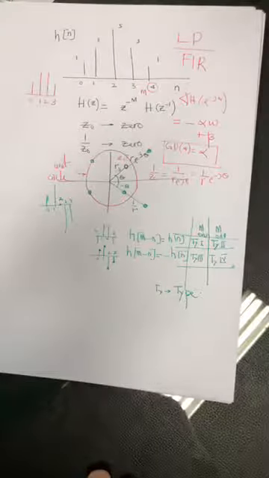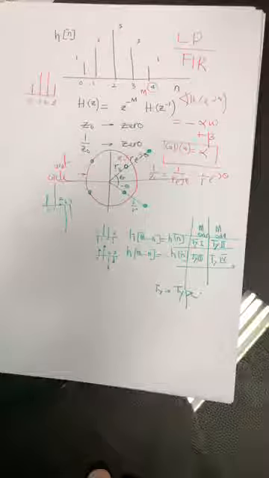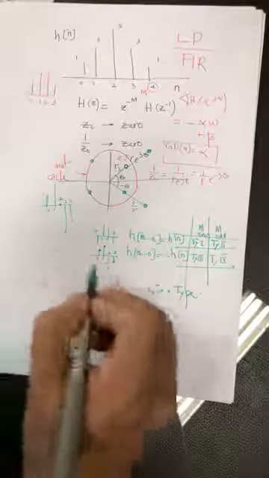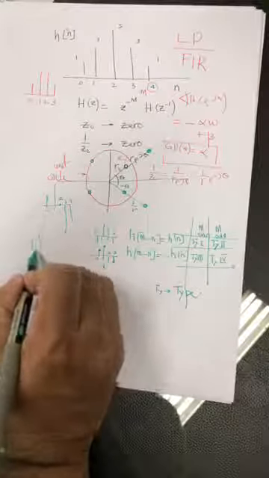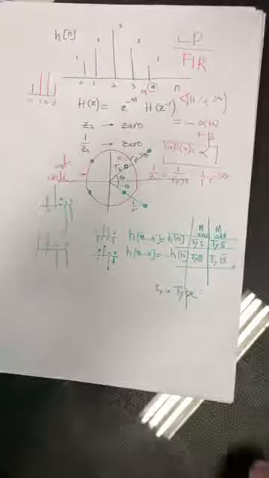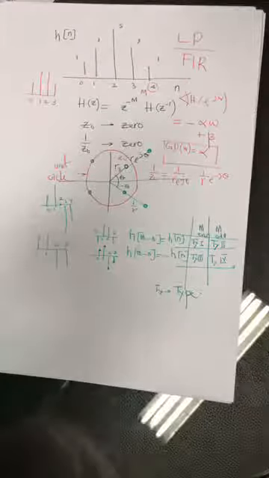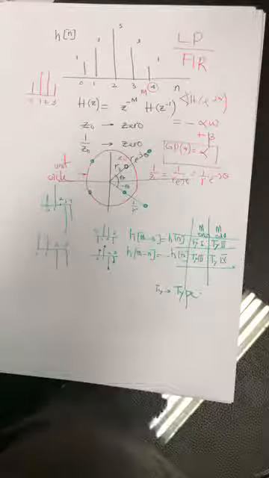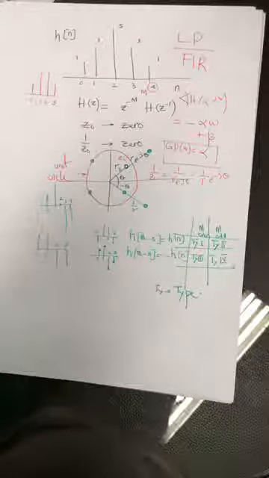So this is a type 3 filter. And type 4 is M is odd. So M is odd is, I've drawn it here, but this, then you have this. So 0, 1, 2, 3. So M is odd. So these are the 4 types: type 1, type 2, type 3, type 4.